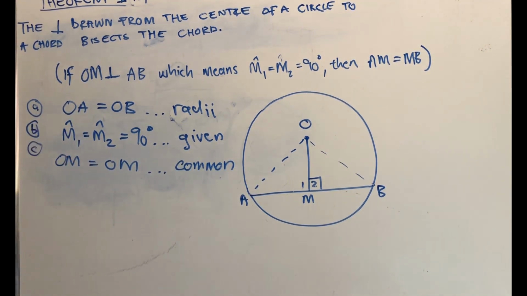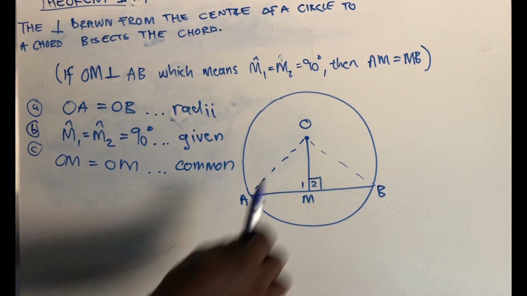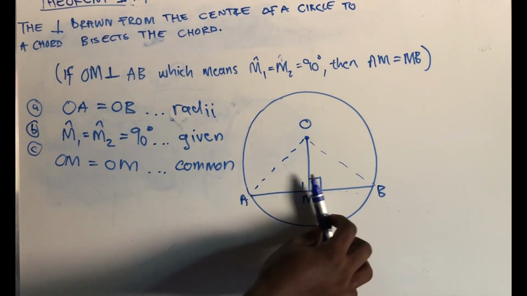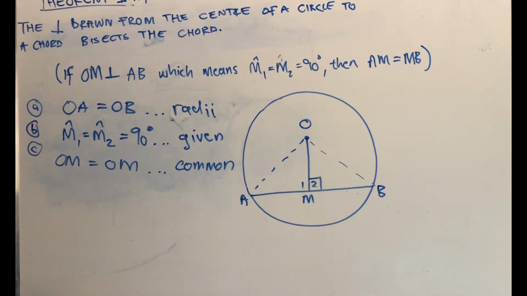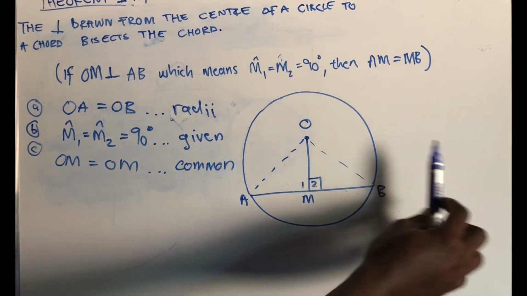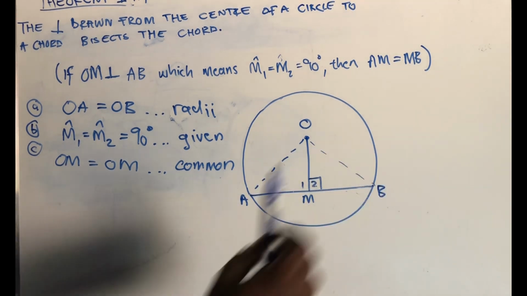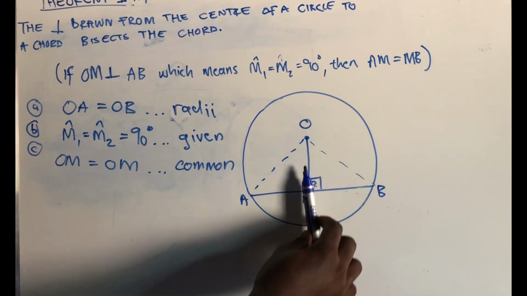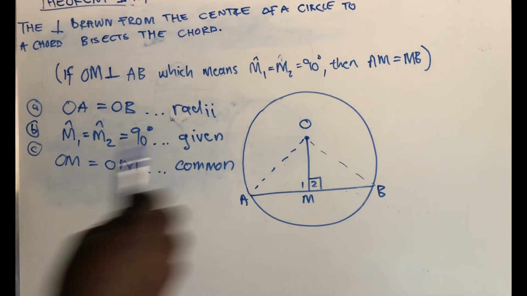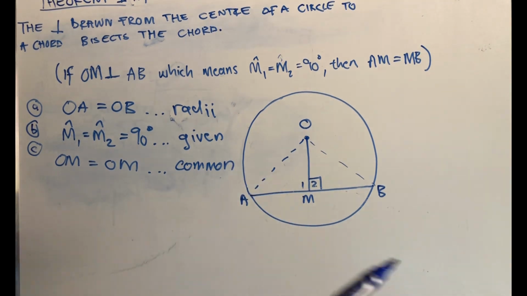Let's go back to the first condition. OA equals OB. So on this triangle, we find a side that equals another side on the other triangle. Second condition: on this triangle we have 90, and on the other triangle we also have 90. Our reason was that it was given. And the third condition, we find that OM is in both triangles.